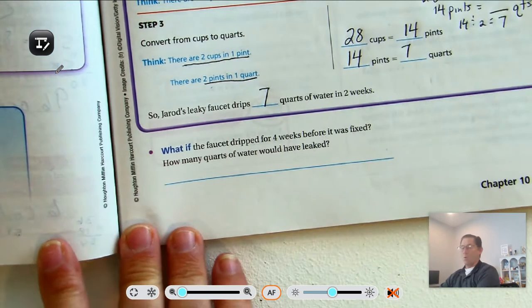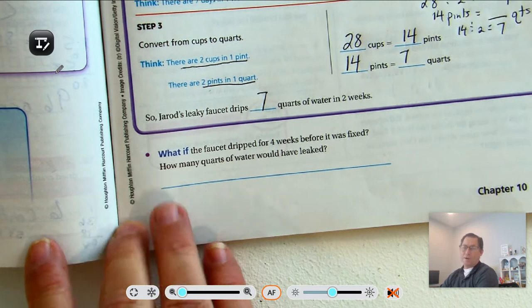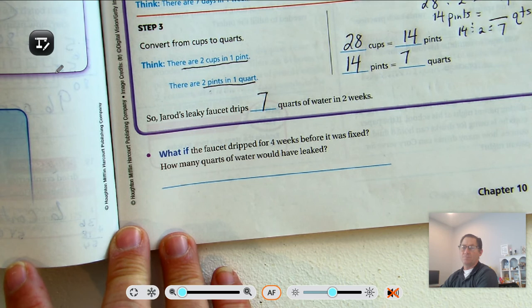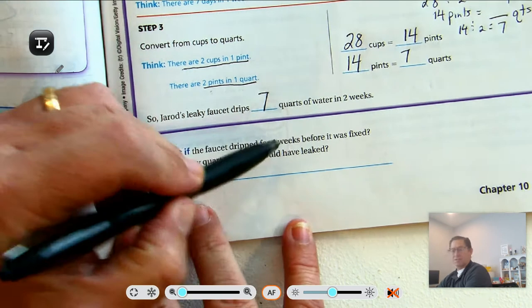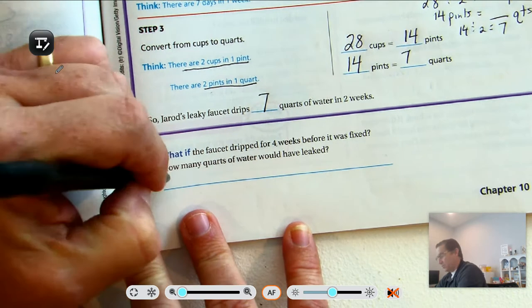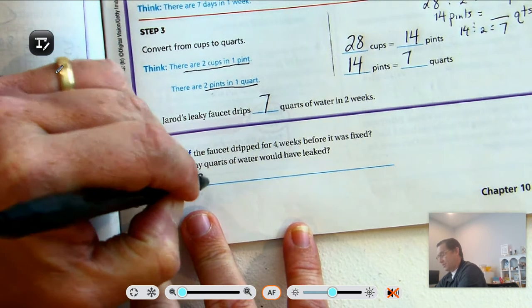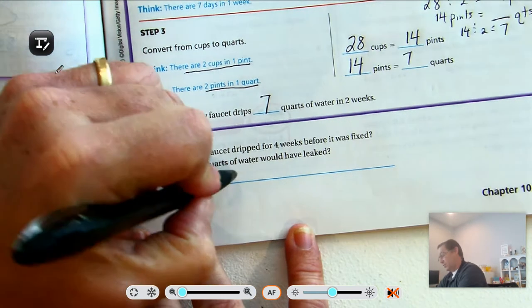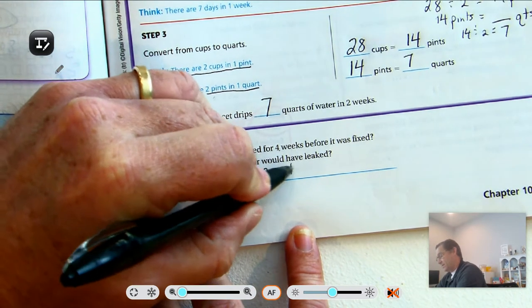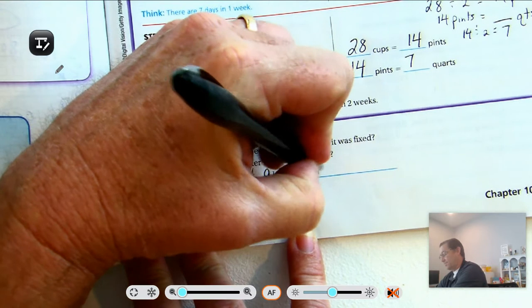All right. What if the faucet dripped for 4 weeks before it was fixed? How many quarts of water would have leaked? Well, 4 weeks is just twice as much as 2 weeks, right? So all we have to do is go 7 times 2. We're just doubling it. So that would have been 14 quarts of water.